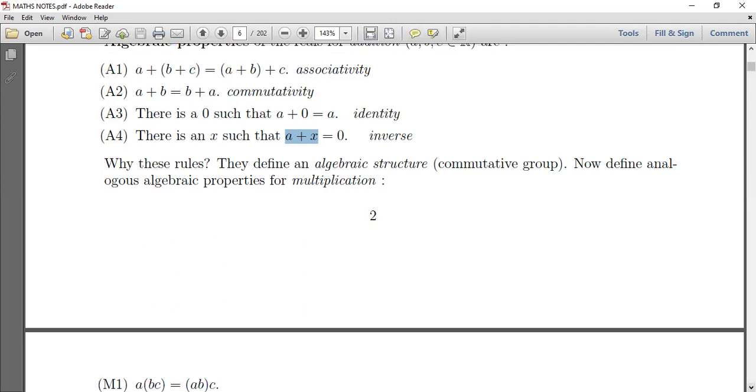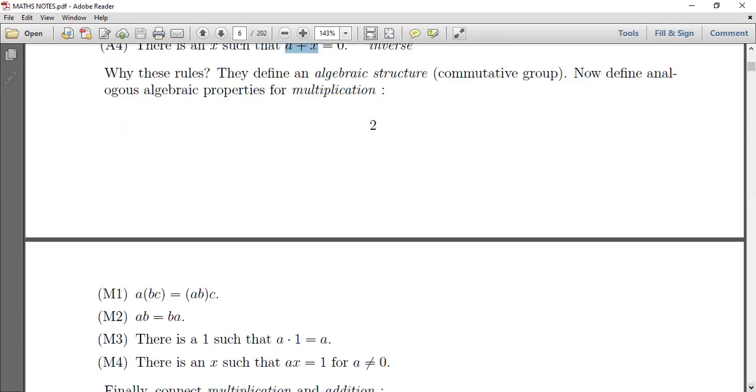Then we go to the algebra. This is addition and subtraction. Addition is the opposite of subtraction. So we go to the algebraic properties of multiplication. Again, we've got the associative rule. The order in which we multiply numbers does not matter. A times B times C is the same as A times B times C. Multiplying A and B and C, you just get the same answer.